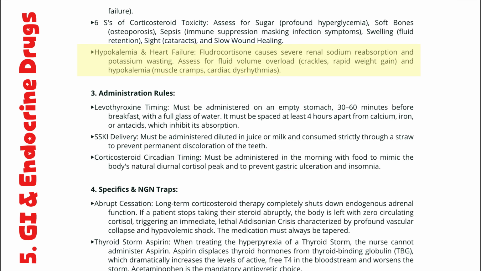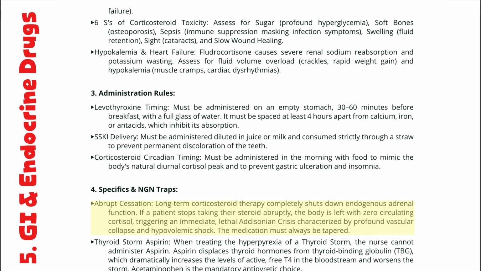Give levothyroxine on an empty stomach, 30 to 60 minutes before breakfast, and keep it 4 hours away from calcium or iron supplements. SSKI, the saturated solution of potassium iodide, needs to be given through a straw to protect the teeth. Give corticosteroids in the morning with food, mimicking the body's natural cortisol peak. Never stop a steroid abruptly. That's an Addisonian crisis waiting to happen.